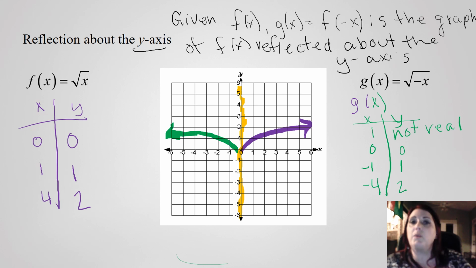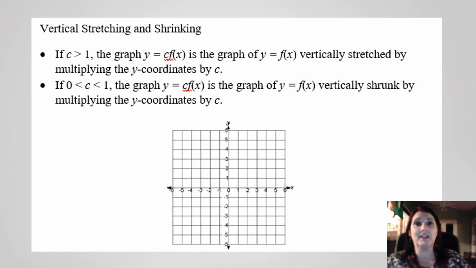So you can see how they reflect across the y-axis. Now we're going to get to some stretching and shrinking. We're going to do it vertically first. Next slide we'll go to the horizontal. But when we do vertical stretching or shrinking, that C is going to go on the outside.